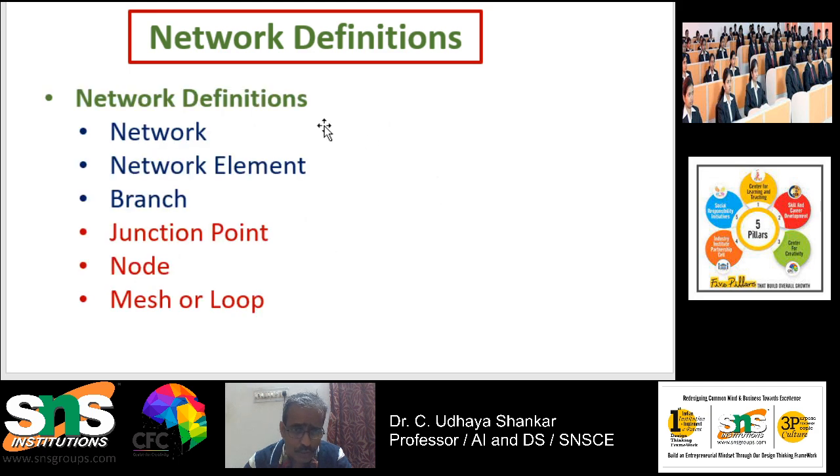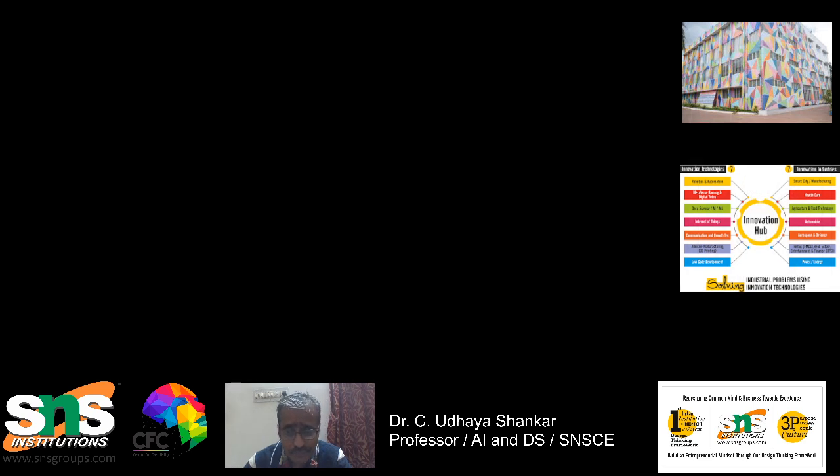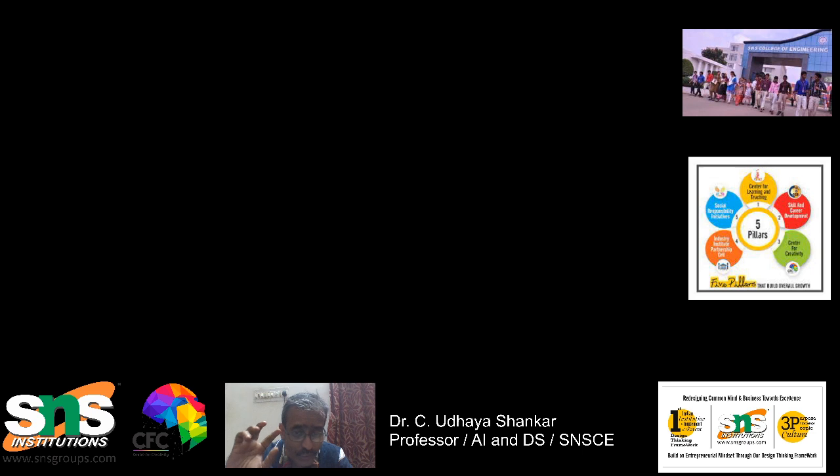Hope you understood what a network is. Now we will discuss what a network element is. A network element is also a circuit element, which has only two terminals. A network element has only two terminals, which can be connected to other circuit elements. That is called a network element. Any network element will have two terminals.